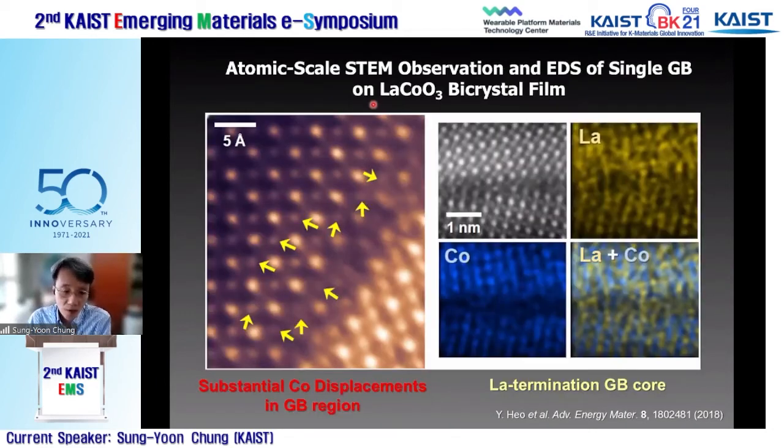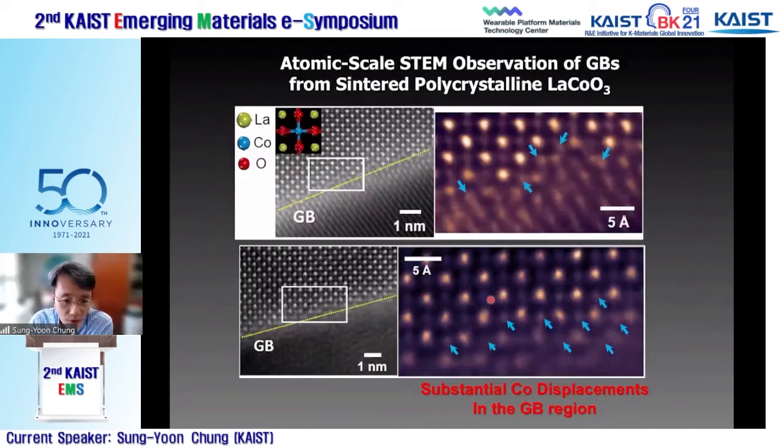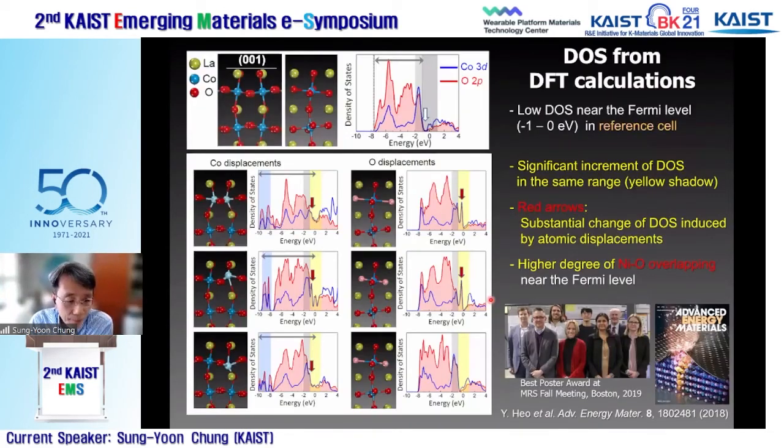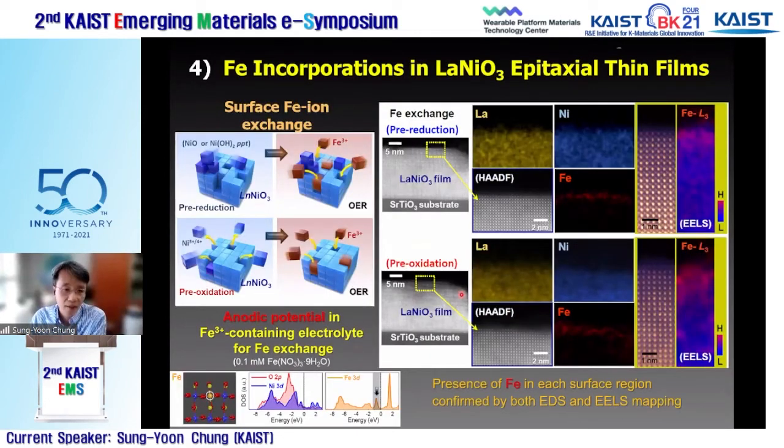By using TEM observation, we also confirmed that the site of the cobalt, including the oxygen, is very distorted. Strong distortion can be observed at the same time. I think this message is the same: strong distortion can change the density of states of the material hugely. So the grain boundary is a very active site.